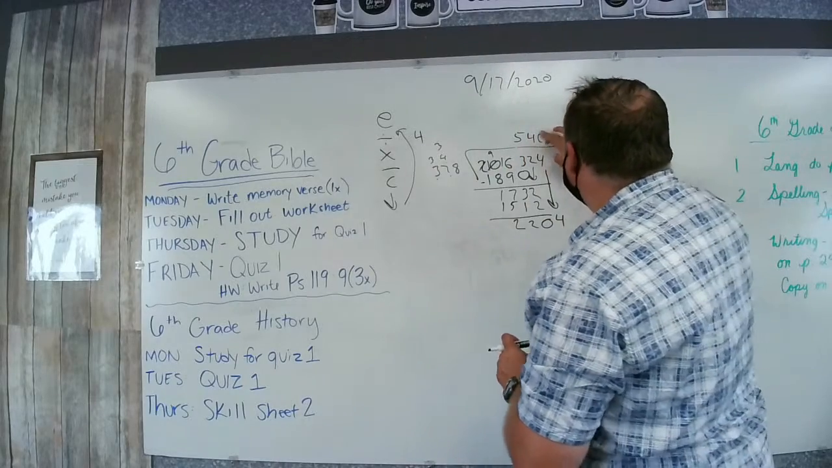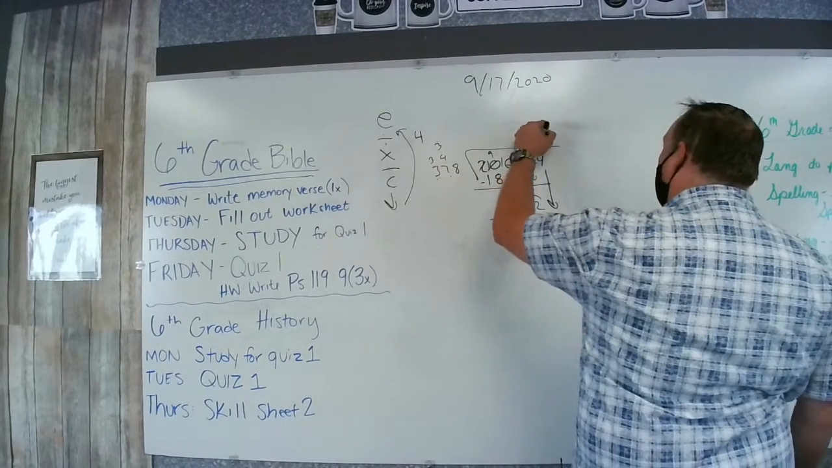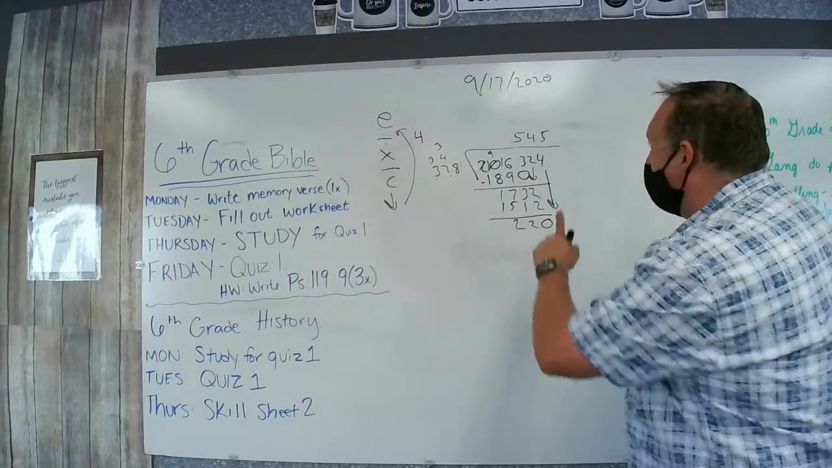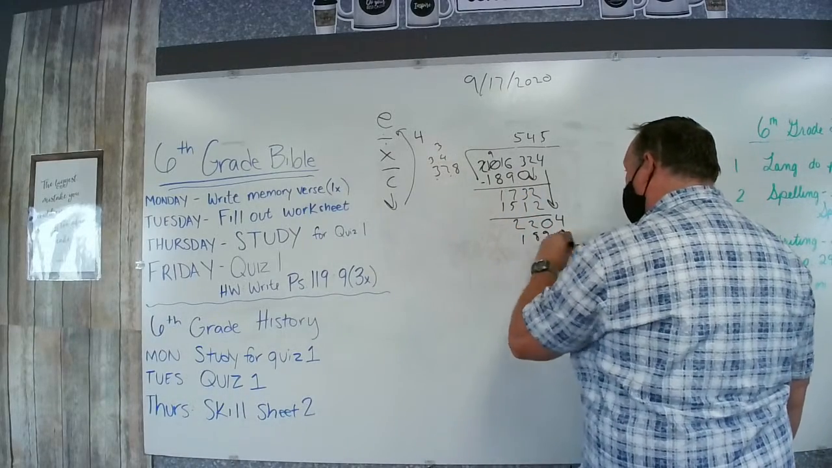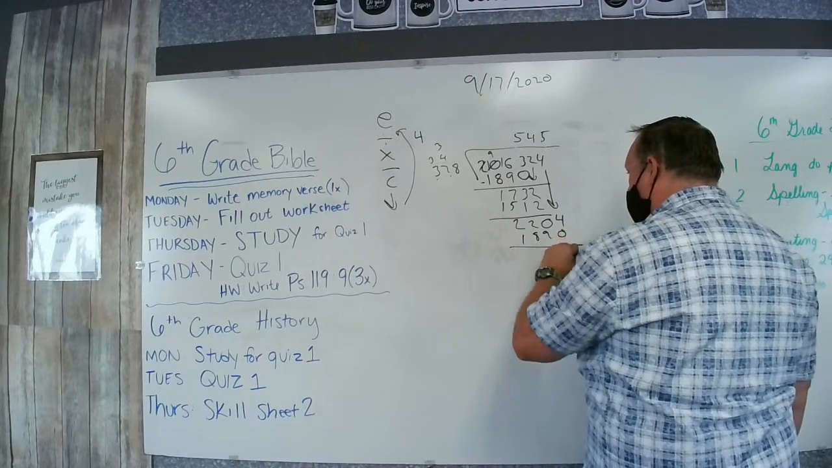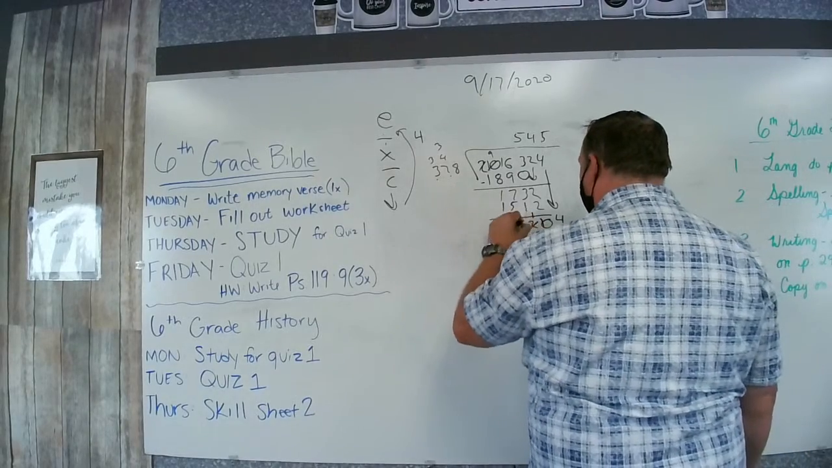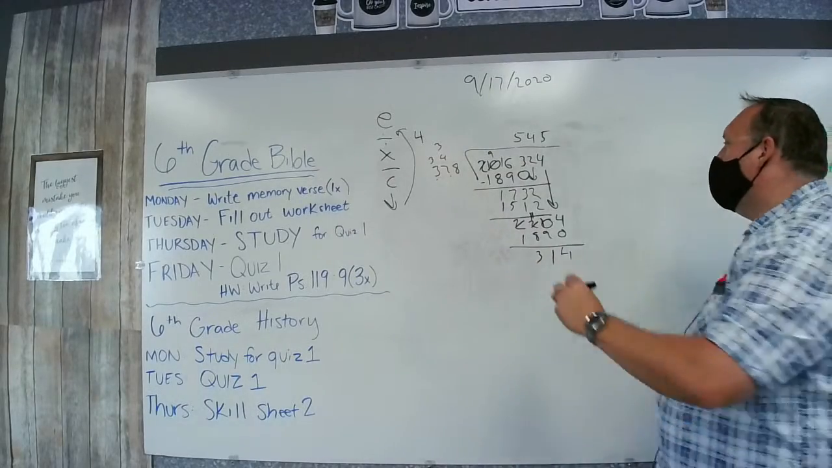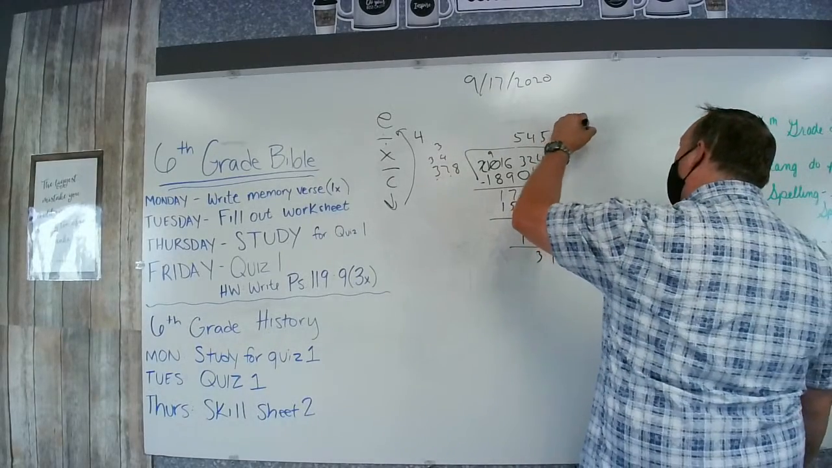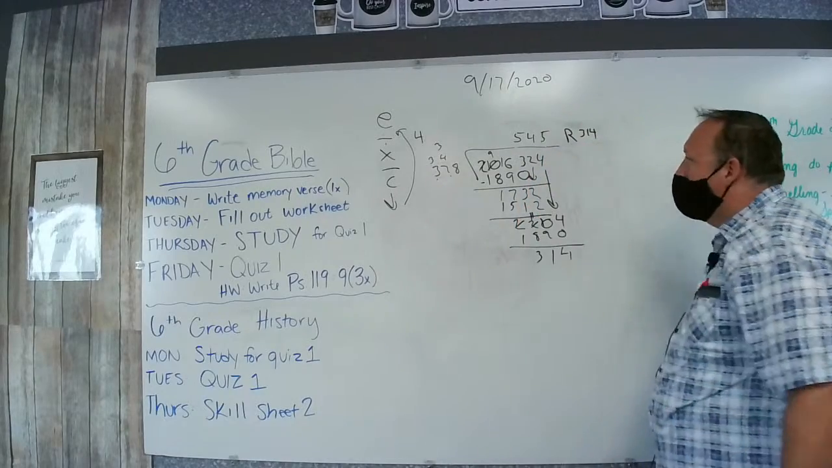No, I'm not. I'm still going to use 5. Then I get the same exact number, 1890. I'm going to subtract. I get 314. That's going to be my remainder, 314. Okay?